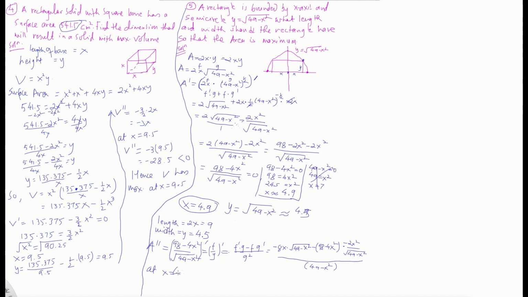That's what you get. If you plug in x equals 4.5, what do you get? A double prime. Let's check. If you plug in positive 4.5, this will be negative, this will be positive, and this will be 0 basically when you plug in x equals 4.5, and this will be positive, right? So basically the value will be negative. Hence A is maximum at x equals 4.5. So that's the solution.